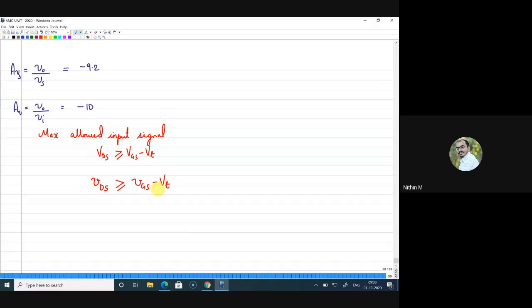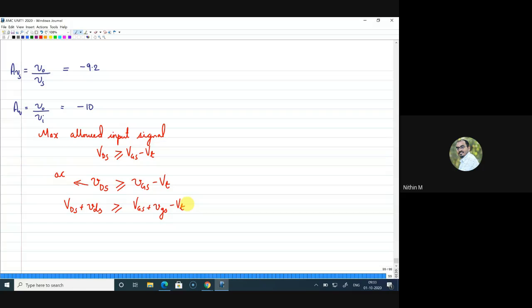So this shows that your signal is not on 0 or some other level. Your signal is on a DC level. How to know the DC level? So this vDS is in fact VDS plus vds, greater than or equal to, you have a DC level, on that you are applying a signal, minus VT. This is the condition, right?